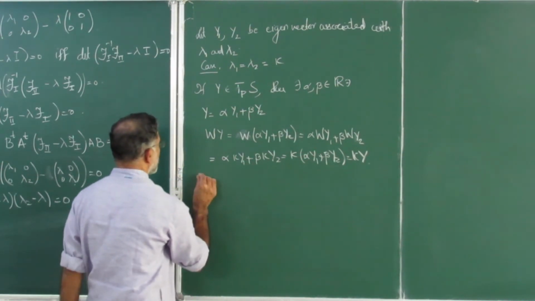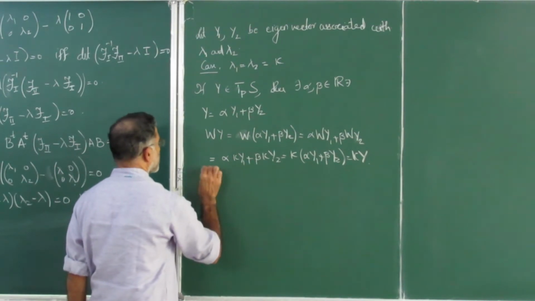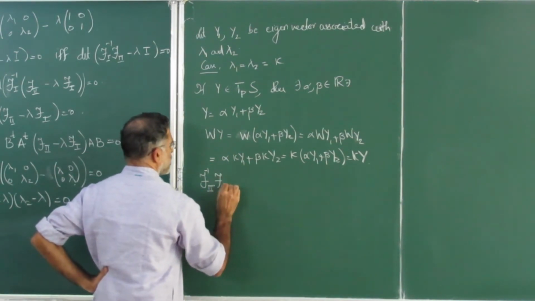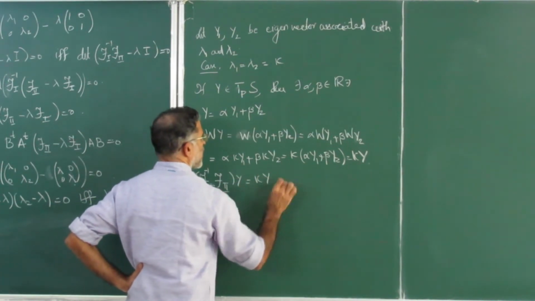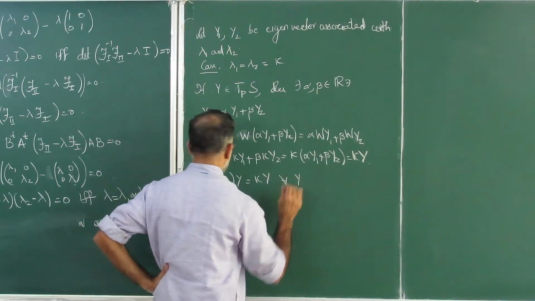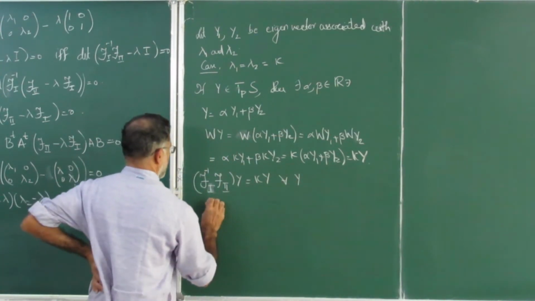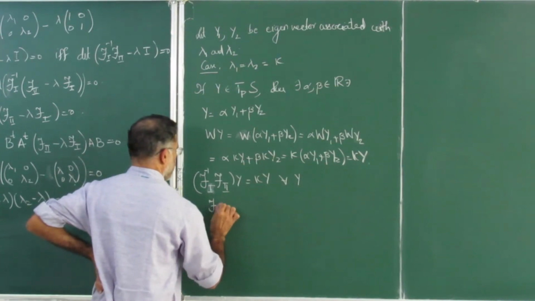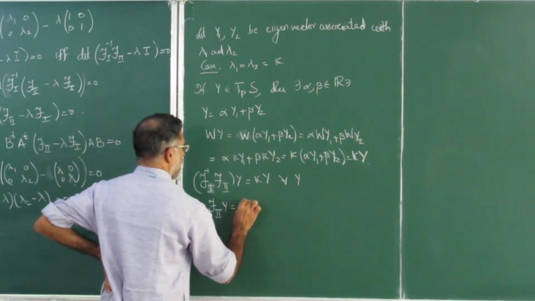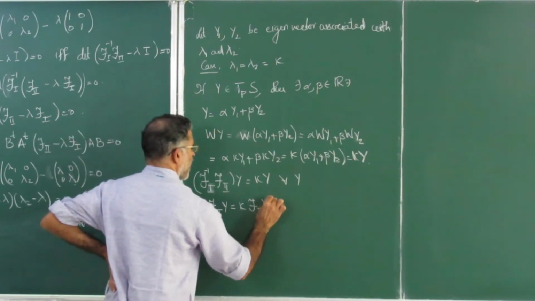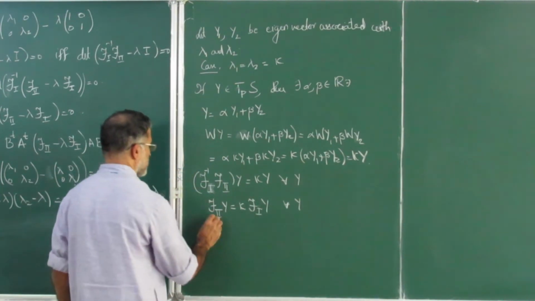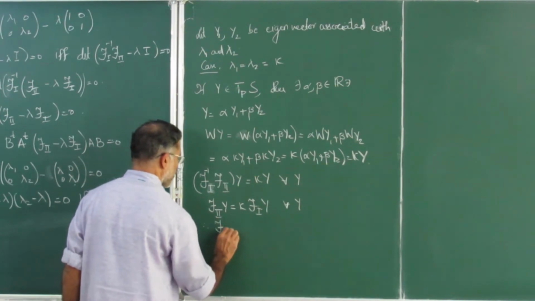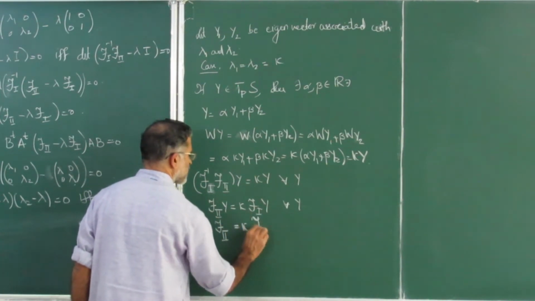So what does that mean? What is W? F2 inverse F1 inverse F2 y is equal to kappa y for every y. So transferring your F2 to the other side, this means F2y is equal to kappa F1y for every y. So as linear maps, this says therefore F2 is equal to kappa times F1. This is very interesting.